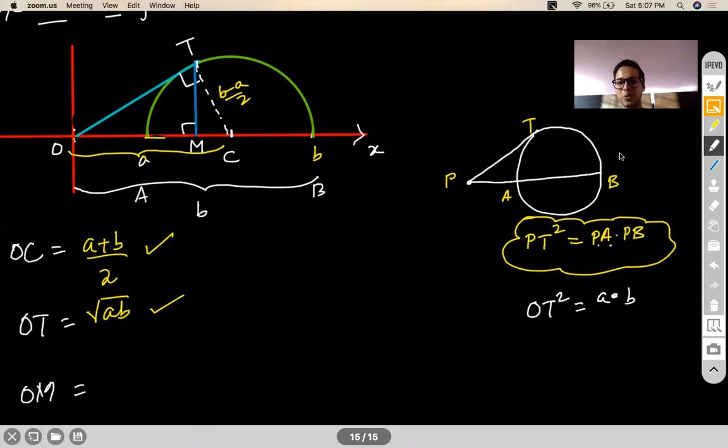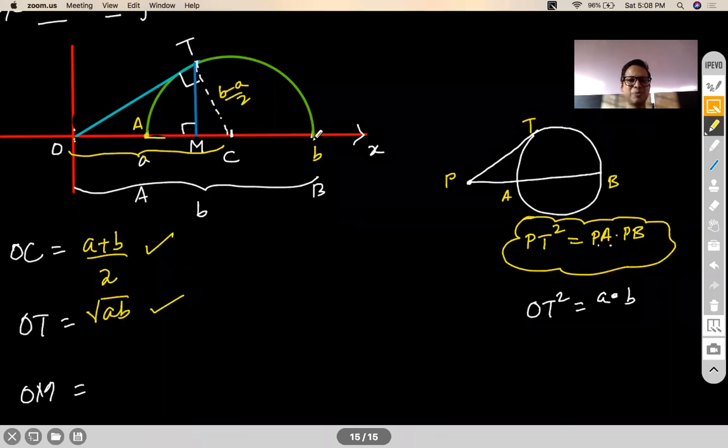How did you get OC as (A plus B) by 2? If this is point A and this is point B, C is the midpoint of A and B. Correct? That's all. Okay.